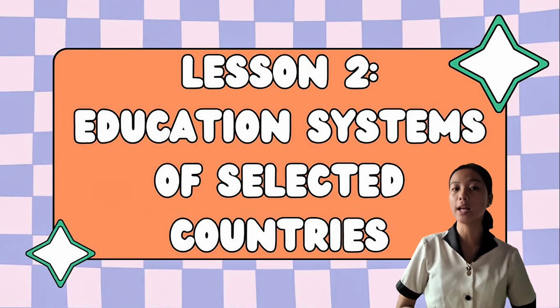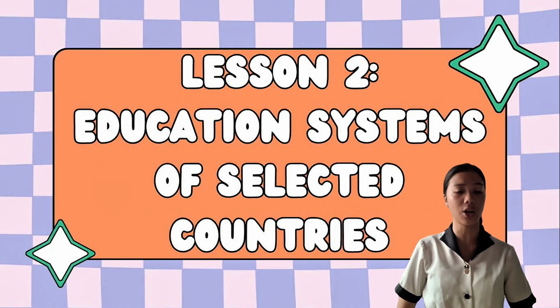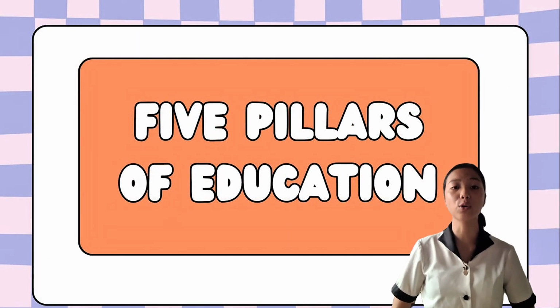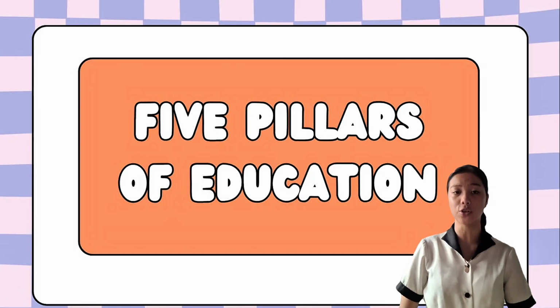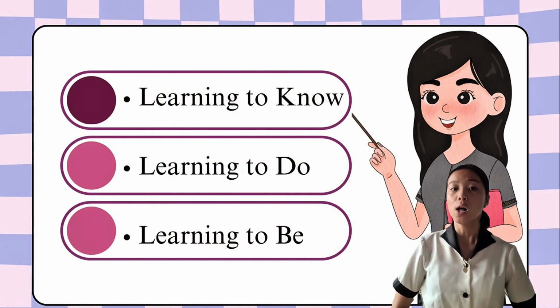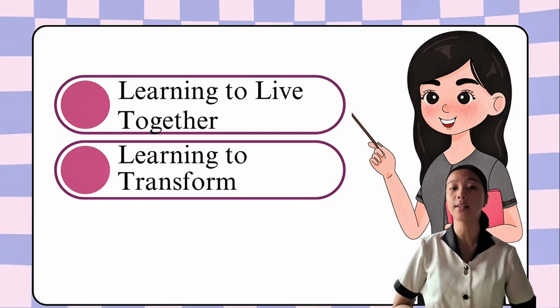Now let's move to lesson 2, where we'll look at education systems in different countries. Education around the world is anchored on the pillars of education: learning to know, learning to do, learning to be, and learning to live together. Learning to transform. These pillars remind us that education is not only about academics, but also about values, skills, and personal growth.